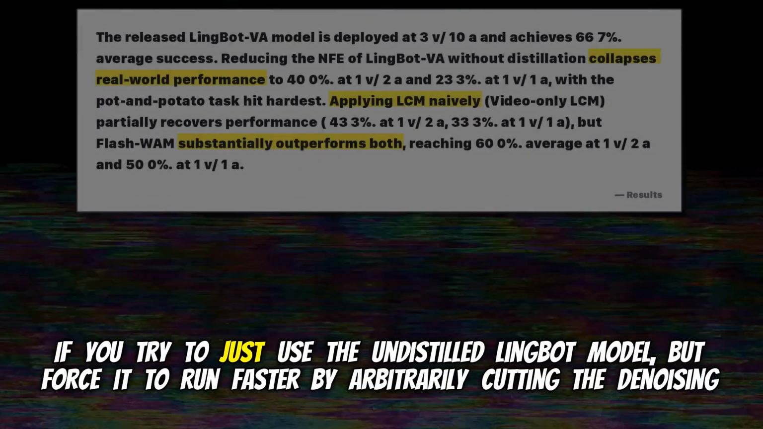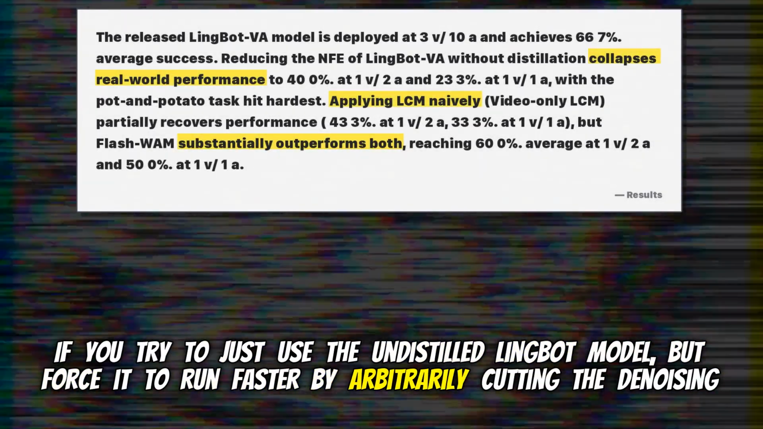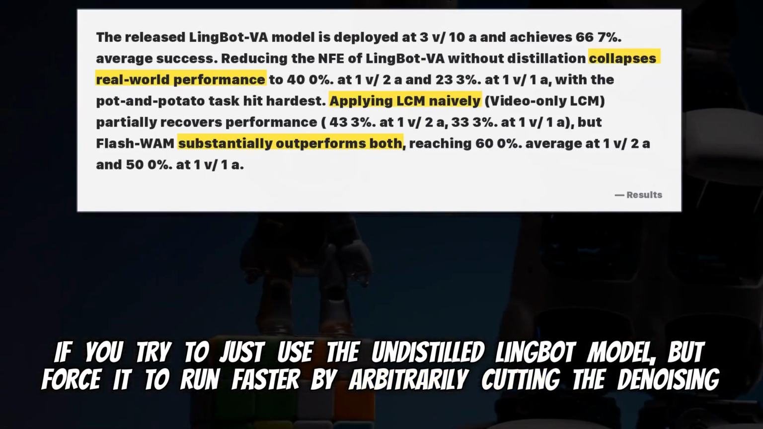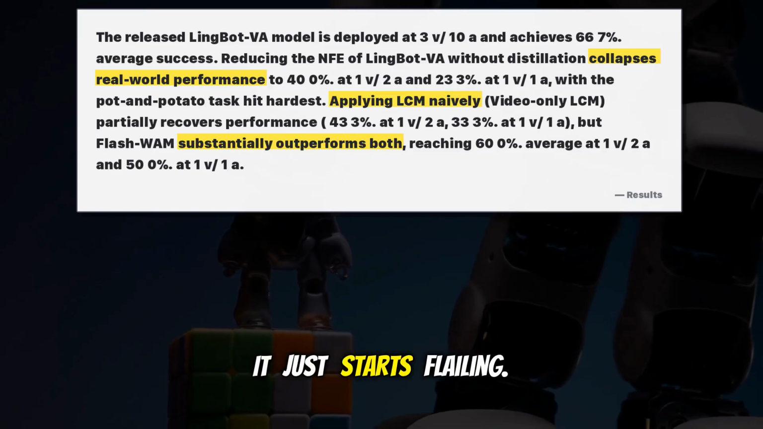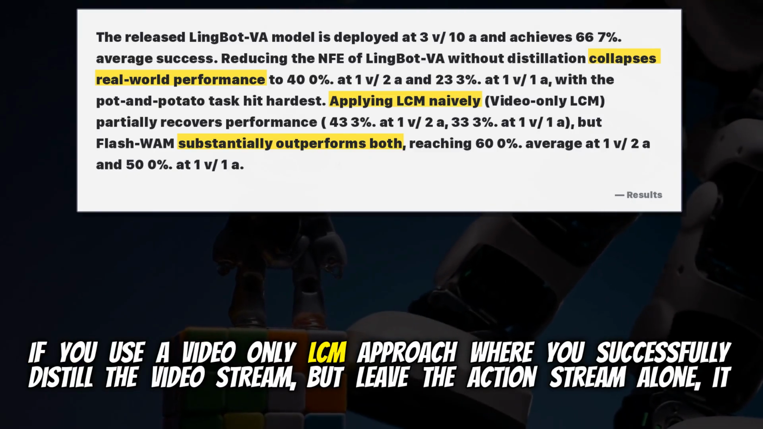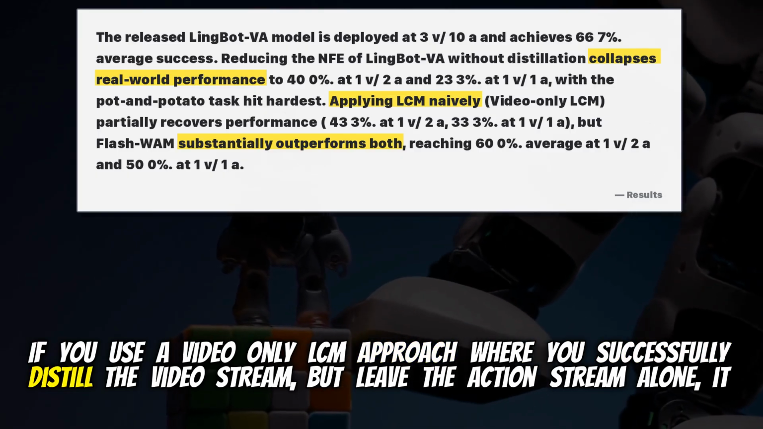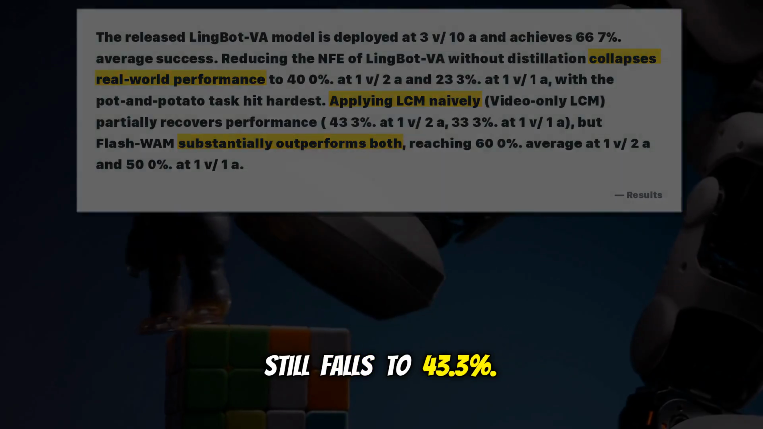If you try to just use the undistilled Lingbot model, but force it to run faster by arbitrarily cutting the denoising step short, the success rate plummets to 40%. It just starts flailing. Literally flailing. If you use a video-only LCM approach, where you successfully distill the video stream but leave the action stream alone, it still falls to 43.3%.